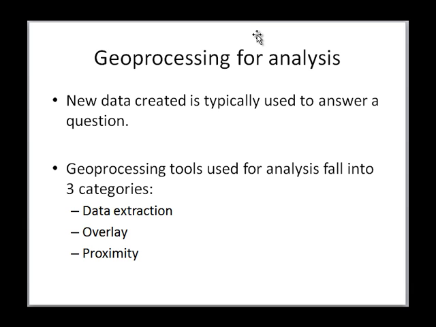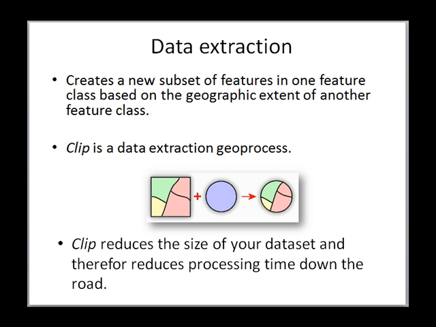And the geoprocessing tools we use for analysis fall into three types of categories. Data extraction, which is some of the more simple types of geoprocessing. We have overlay operations and proximity operations. Data extraction creates a new subset of features in one feature class based on the geographic extent of another feature class. So CLIP is a data extraction process, and it's the one that I was describing using the Buncombe County and North Carolina state roads layer.